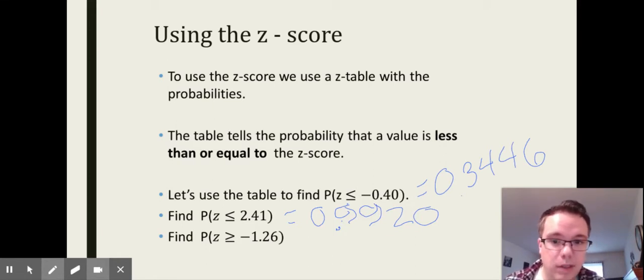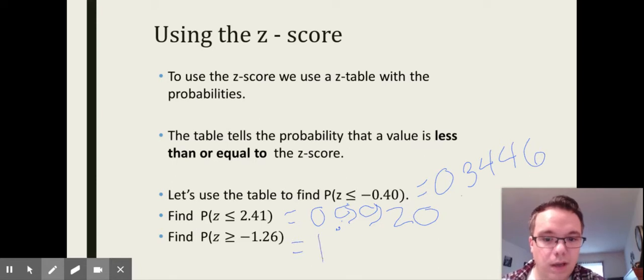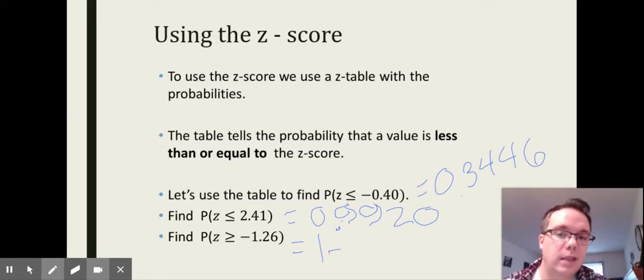All right, finally, we're going to try an example where we have something that's greater than or equal to. So remember, if we're looking greater than or equal to on a table, we're looking to the right. And if we're looking to the right and our table gives us what's to the left, remember the entire distribution gives you an area of 1 or a probability of 100%. So we're going to take our 1 and we're going to subtract everything to the left of negative 1.26 to get the probability that we are to the right.